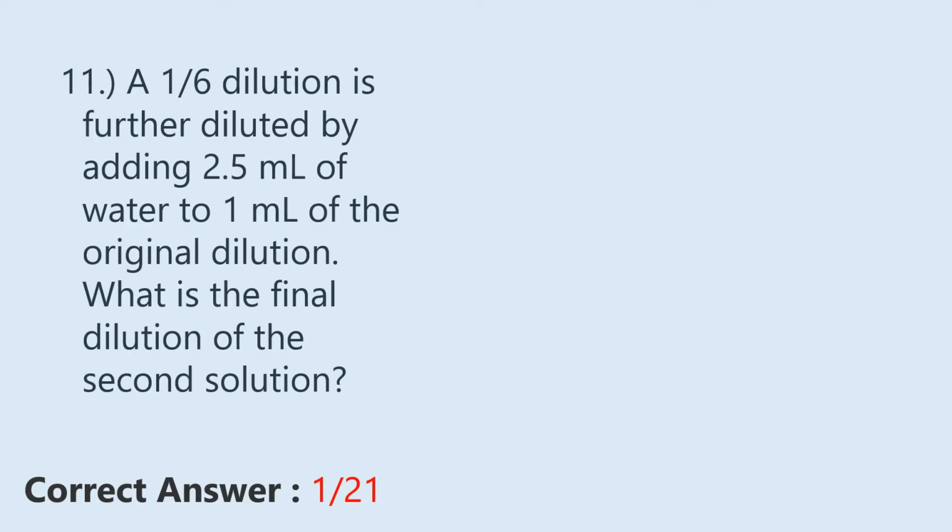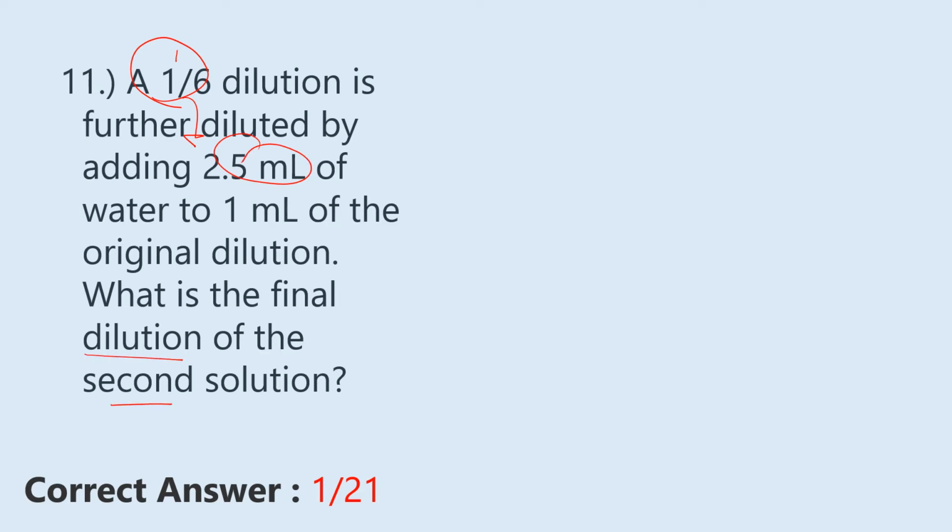For number 11, a 1 over 6 dilution is further diluted by adding 2.5 ml of water to 1 ml of the original dilution. So what is the final dilution of the second solution? So that means a certain solution which has a 1 over 6 dilution is further diluted by getting 1 ml from this tube added with 2 ml of water. So what we are looking for is the final dilution of the second solution.